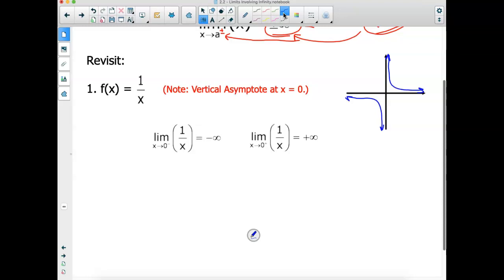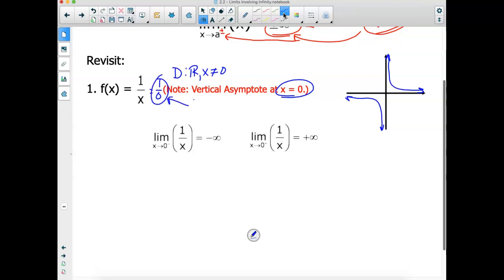Okay, note there's a vertical asymptote at 0. How do I know that? Well, I know that because the domain of this thing is all real numbers x except 0, because if I plug 0 in here, I get a number over 0.